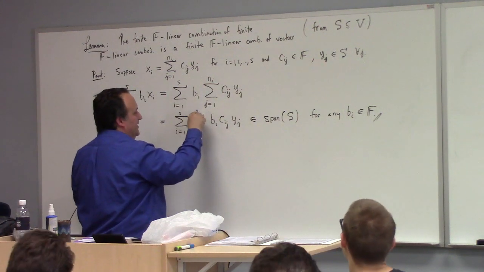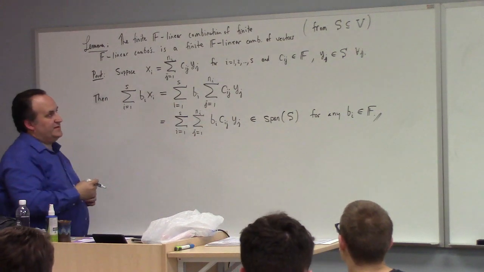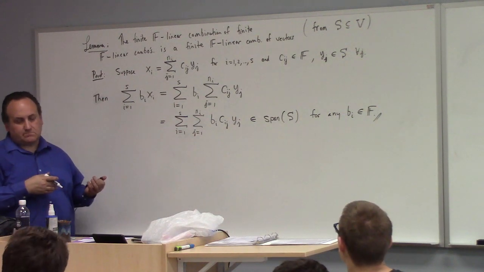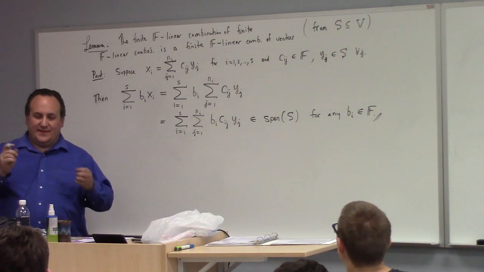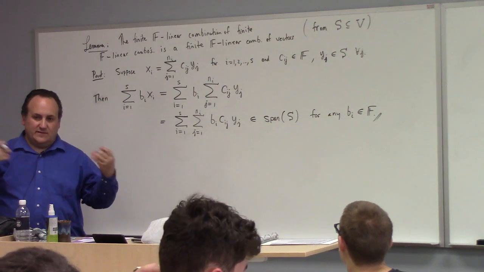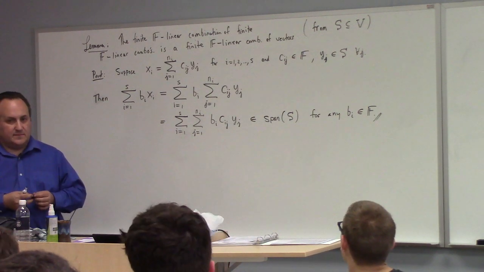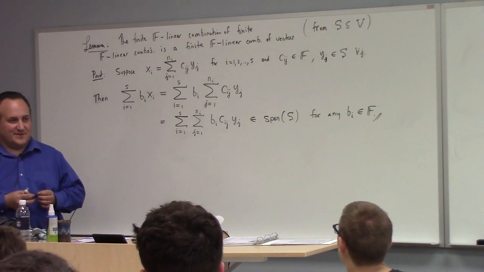Now another way to get around this, which probably would have been smarter, but oh well, I'm where I am, is just to say S is a finite set. If there were n things in S, I could have made all of these sums over n things, and just let coefficients be zero.